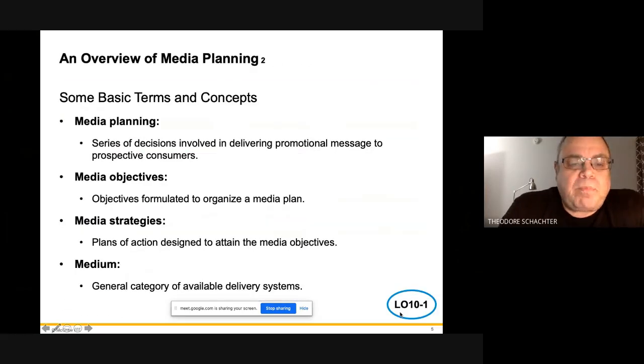So these are definitions you must know. Media planning is a series of decisions involved in delivering promotional messages to prospective customers. What does that mean? That means that you choose where the commercial, the video, the print, the paid search, whatever you're doing, you're deciding how much to allocate. And these are where the decisions are made: how much you allocate to each channel.